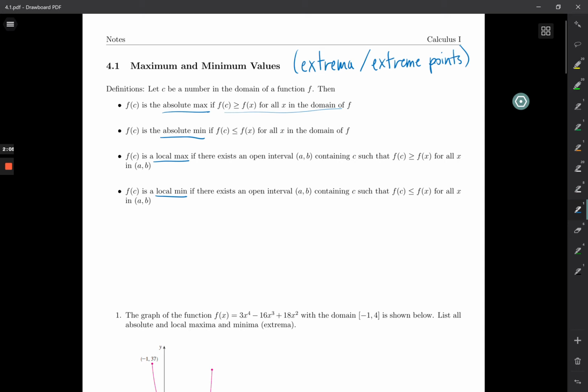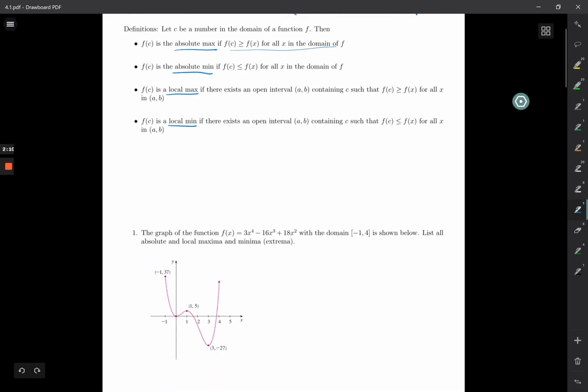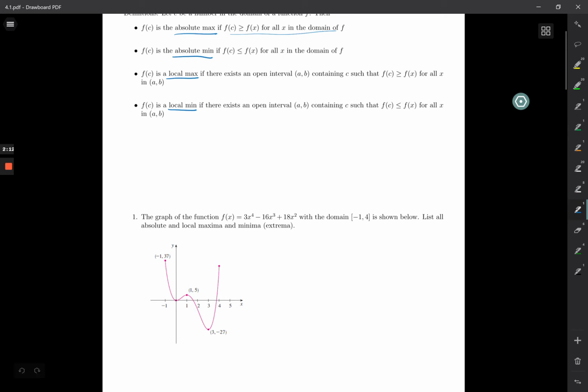These definitions should make more sense once we look at this example. I do have some things to note, but we'll come back to that because I want to first look at the example. Here we have this function and its domain is -1 to 4, and so this is the entire graph of the function, and it stops right here and also there, at these two points.